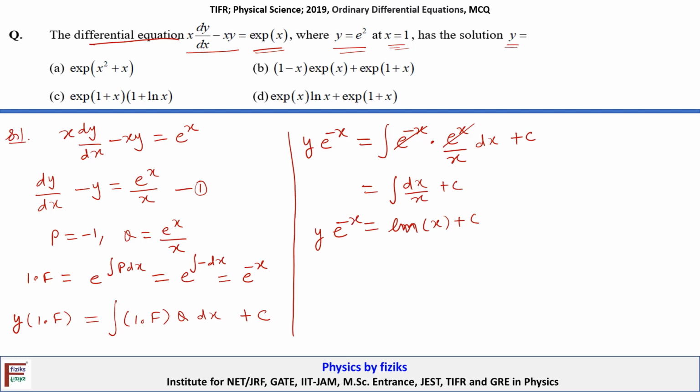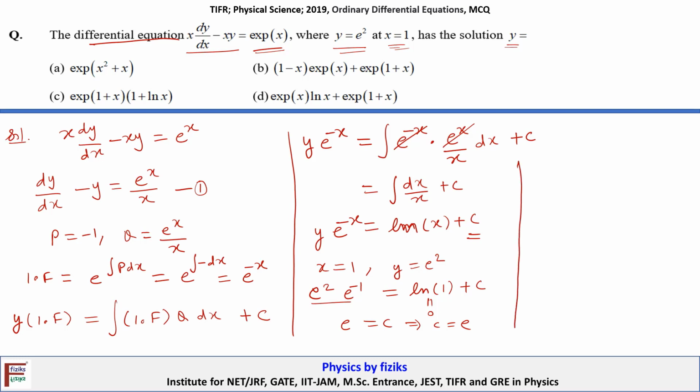Now to obtain the value of this arbitrary constant c, we use the boundary condition given that at x equal to 1, y becomes e square. Now substituting y equal to e square and x equal to 1, e square into e to the power minus 1 is equal to ln of 1 plus c. This ln of 1 is 0, and from here we obtain e to the power 1 is equal to c, that means c is equal to e. Now substituting this value of the arbitrary constant in this solution.